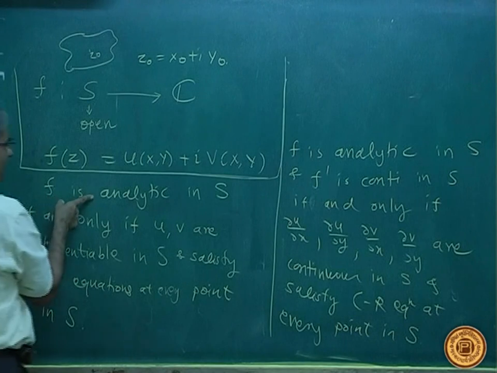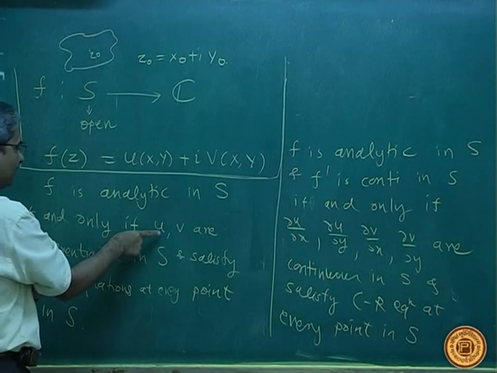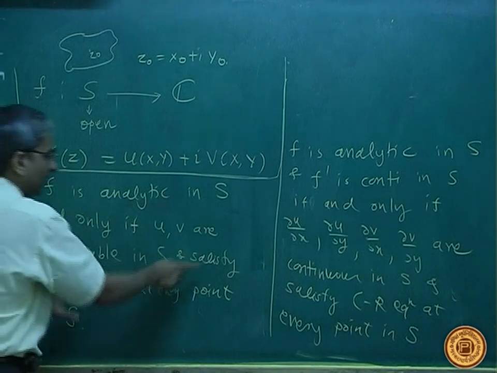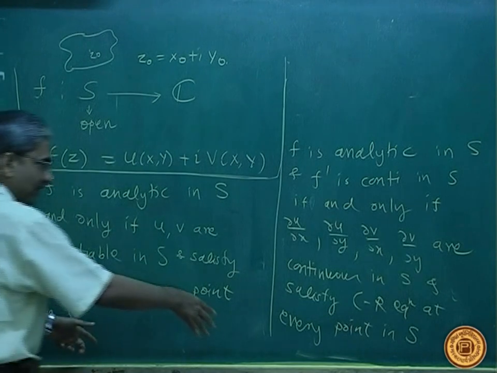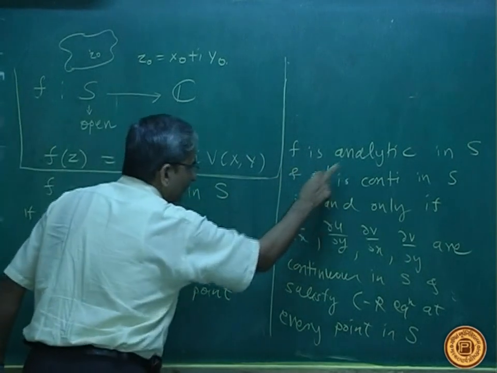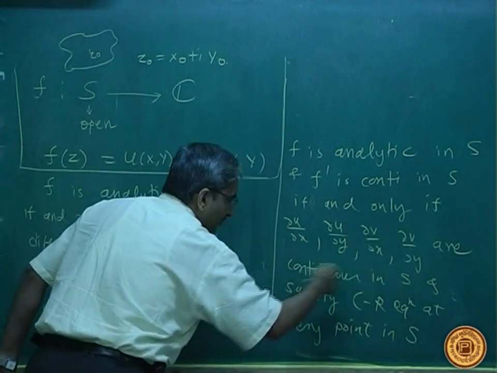Here the condition is only analyticity, and here we have only differentiability of u and v. Cauchy-Riemann equations are common. That is the bridge actually, the real and complex differentiability. So that has to be there. What differences do you see here? So if it is analytic, and f dash continuous you want, then you want these partial derivatives to be continuous.